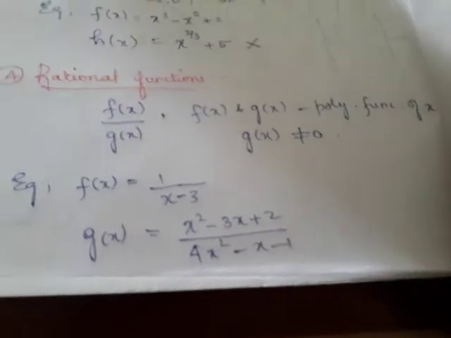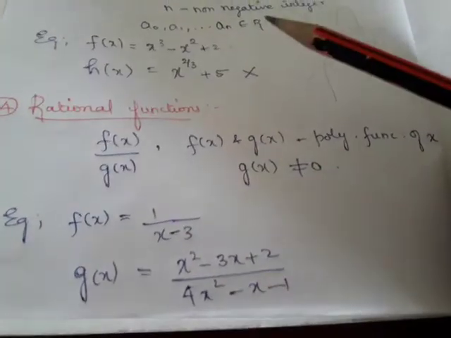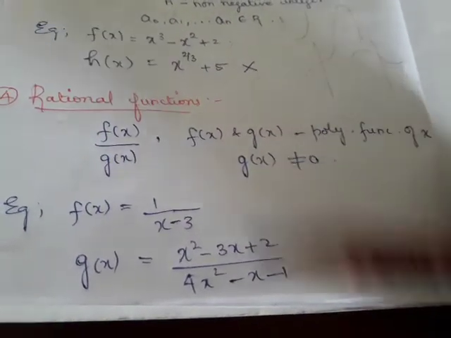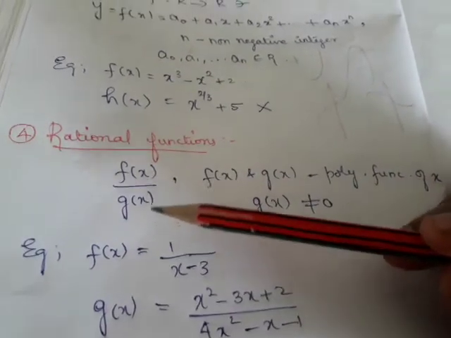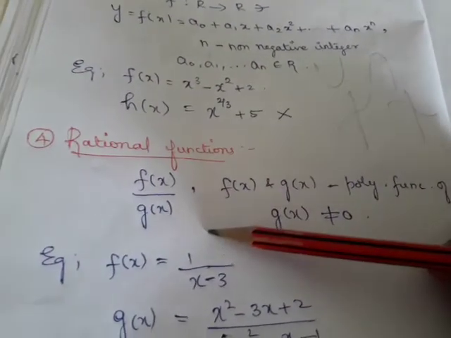So next we are going to see rational functions. What is meant by a rational function? Rational number. What is a rational number? P by Q format. So we should have two functions, one in the numerator and the other in the denominator.